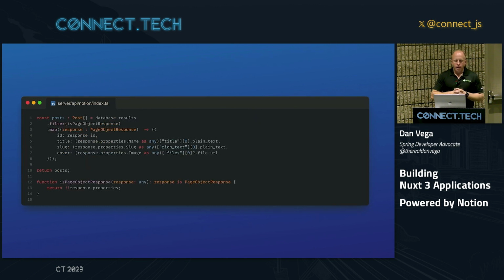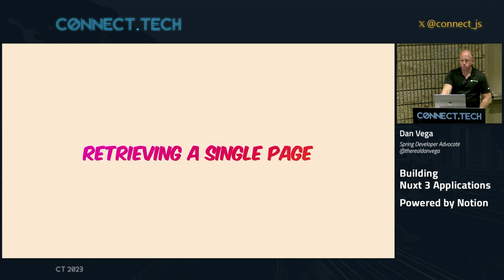So now I can go ahead and use those database results and transform them into posts using the map function, right? Now because that is a union coming back in TypeScript, it could be one of 4 different things. I use a filter function here to basically say, hey, I want to make sure that I know what's coming back as a page. It could be one of those 4, but I know exactly what that is. So go ahead and expect it to be of type page object response. So now I set my ID, my title, my slug, and my cover. That's all I care about right now, and I can return those posts.